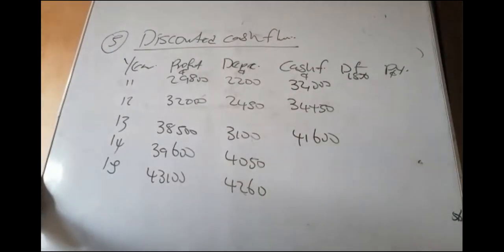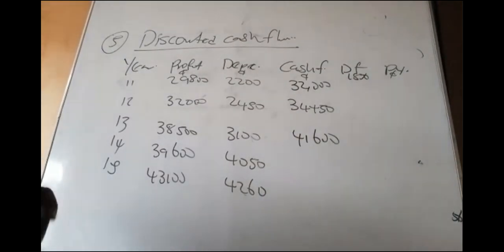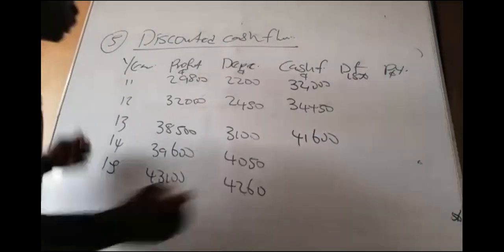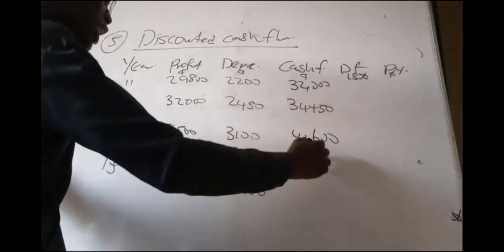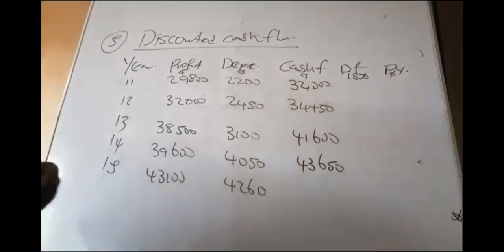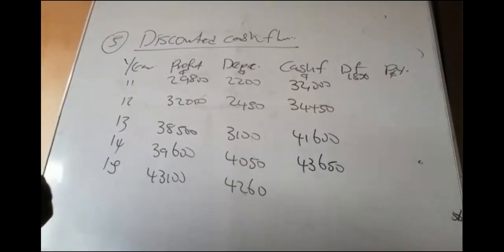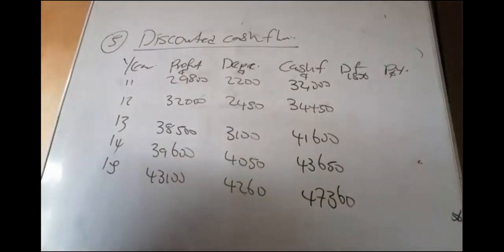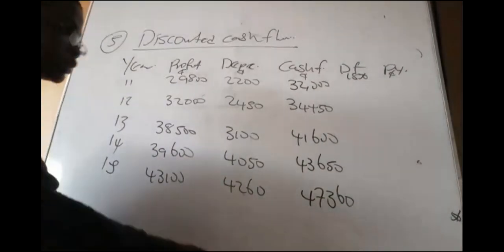Okay. 4,050. So that's 43,650. Then 4,260 will be 47,360. Great. Can you confirm if any of them is wrong? Kindly let me know.